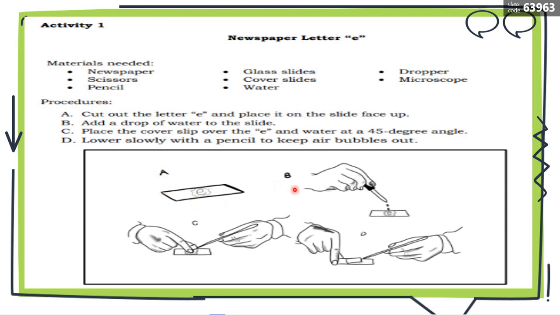For letter B, you add a drop of water to the slide. Okay, this is it. And letter C, place the cover slip over the letter E and water at about 45 degree angle. This is it. And for letter D, lower slowly with a pencil to keep air bubbles out. So this is letter D.